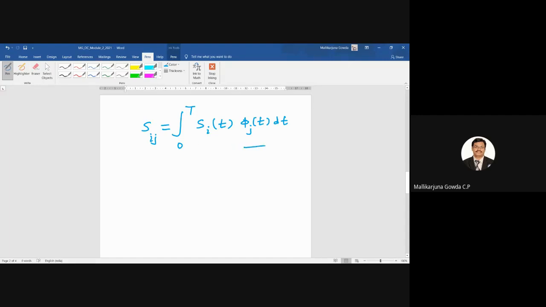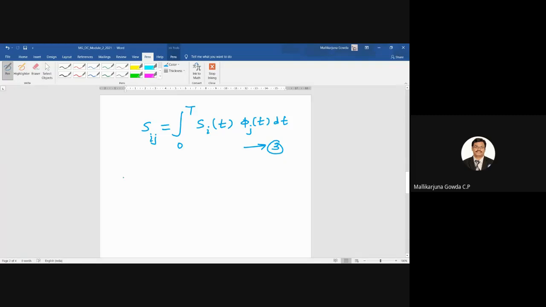Okay, I will call this equation 3. Fine. In the same way, as I said, Sij is the deterministic component of Xj due to the transmitted signal Si of t, right?